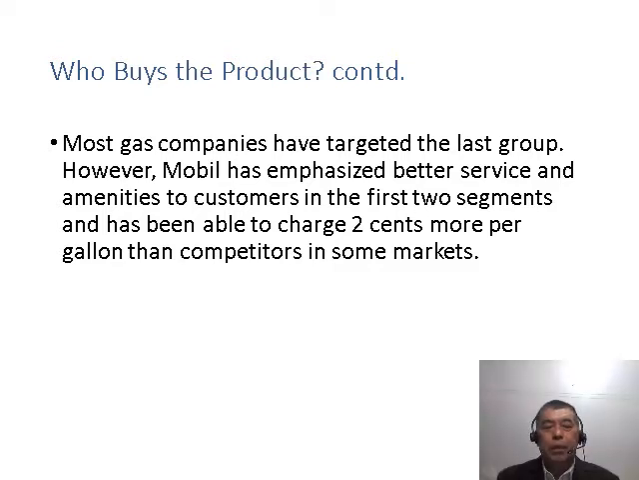So this Mobile Corporation has emphasized better service and amenities to customers in the first two segments, and has been able to charge 2 cents more per gallon than competitors in some markets. So this was the strategy that was defined by Mobile Corporation in order to address those segments.